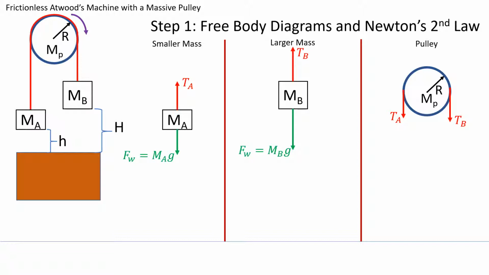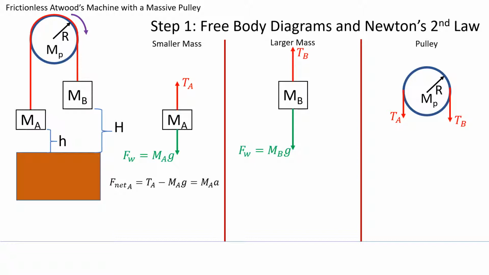So again, because we know that TB is the bigger tension and mass mb is the bigger mass, we know that the pulley will rotate clockwise. And so whenever we have something spinning, we want to define a direction of positive rotation. In this case, that'll be clockwise, indicated here by the purple arrow.